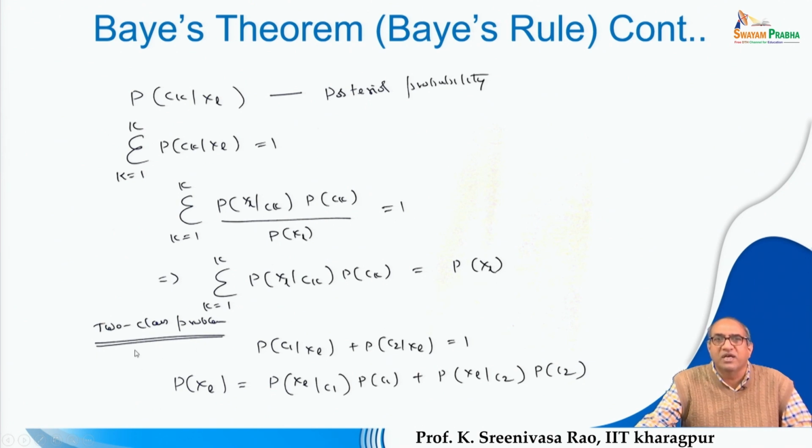In case of a 2 class problem, we know that k equals 2, there are only 2 classes. So these are the posterior probabilities and their sum equals 1. So the probability of x in a 2 class problem is nothing but probability of x given C1 into probability of C1, plus probability of x given C2 into probability of C2. That way we can estimate the unconditional probability, or probability of a feature vector without condition to any class.